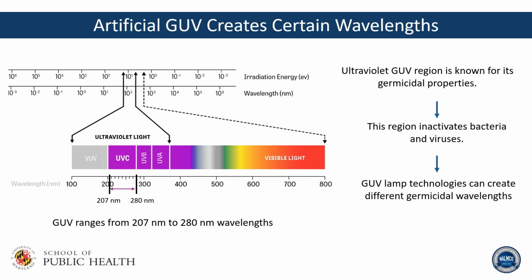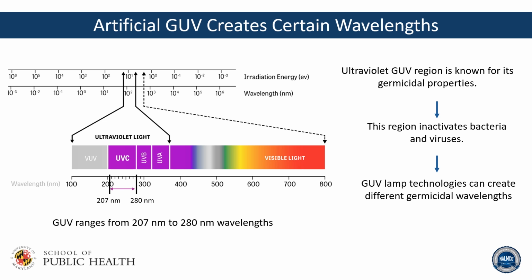Germicidal ultraviolet can be created artificially, and we want to then create certain wavelengths that are most beneficial to inactivate bacteria and viruses. So here on this image, it is an excerpt from the electromagnetic spectrum, and it shows the UVC energy, the ultraviolet light, in the region ranging from 207 to 280 nanometers wavelengths. So we know that this region is known for its germicidal property and inactivates bacteria and viruses.